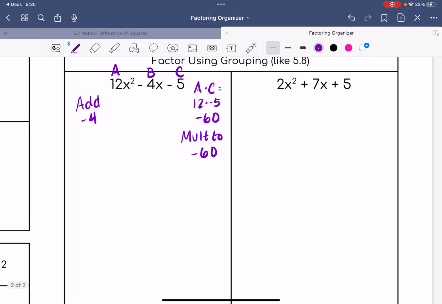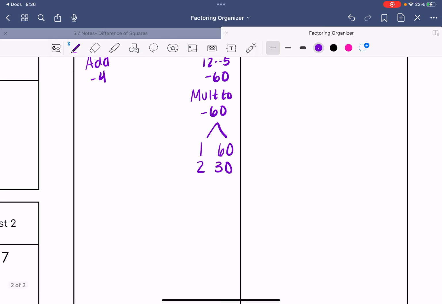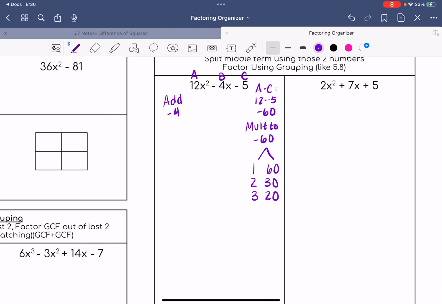So I'm going to start listing my multiples of 60, and then I'll worry about the negative in a second. So multiples of 60 are 1 and 60, 2 and 30, 3 and 20. Zoom out a little bit here. 4 and 15, there are so many, and 5 and 12, and 6 and 10. That's a lot of multiples. 7 doesn't work, 8 doesn't work, 9 doesn't work. And then 10's already on our list.